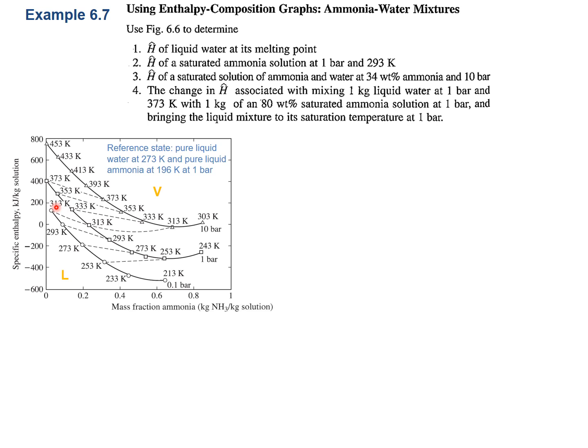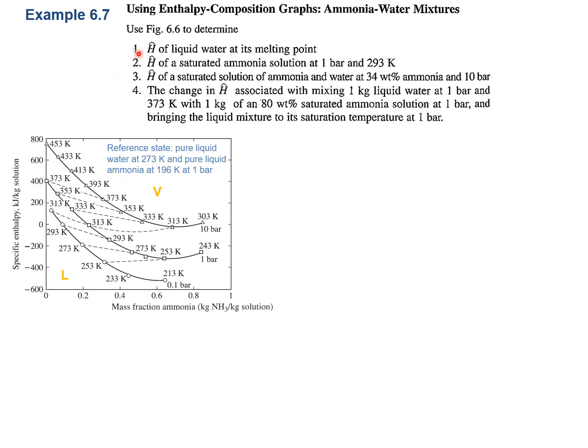Okay, let me use this phase diagram, and then let me try to get some enthalpy values at some specified temperature and pressure. One more thing here. Whenever you look at some tables or phase diagrams, you should think about the reference state. In any case, the reference state is defined. In this phase diagram, pure liquid water at 273K and pure liquid ammonia at 196K at 1 bar is the reference state.